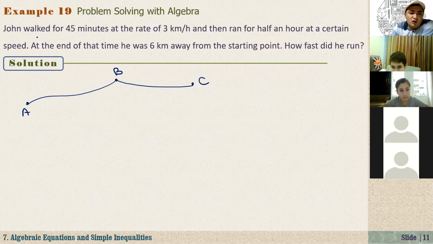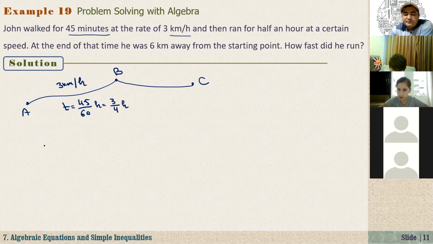It says that John walked 45 minutes at the rate of 3 kilometers per hour. Here, his speed was 3 kilometers per hour, and he walked for 45 minutes. But since the speed is given in kilometers per hour, we have to change minutes into hours. 45 minutes into hours is 45 over 60 hours. If you simplify this, 45 equals 15 times 3, so that's equal to 3 over 4 hours.